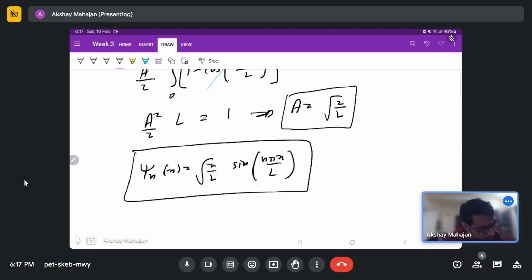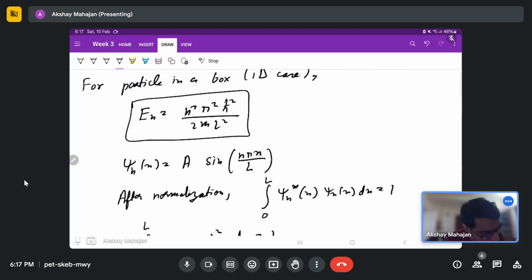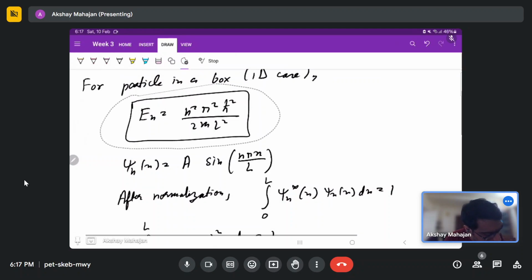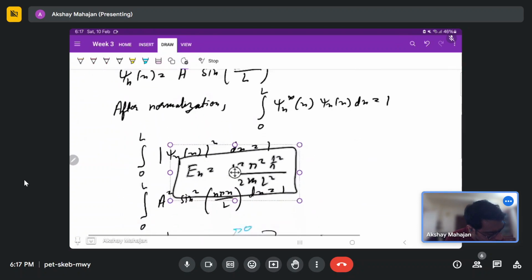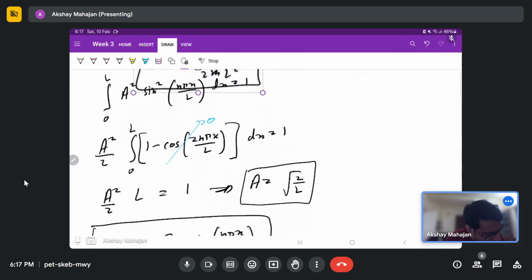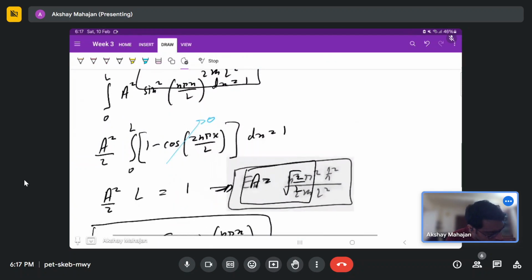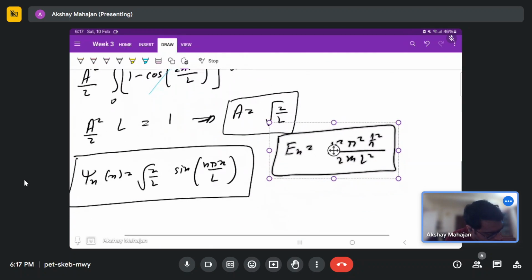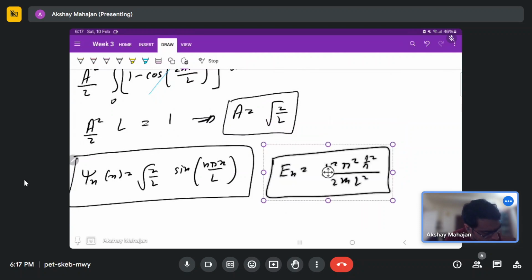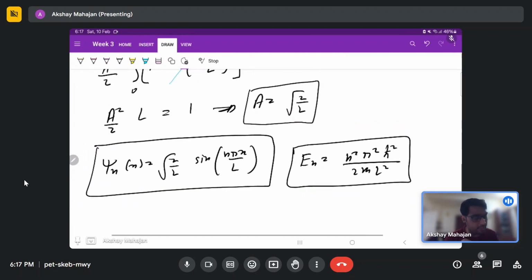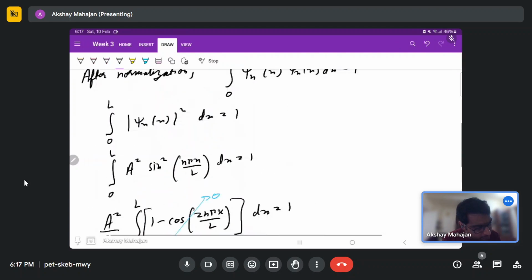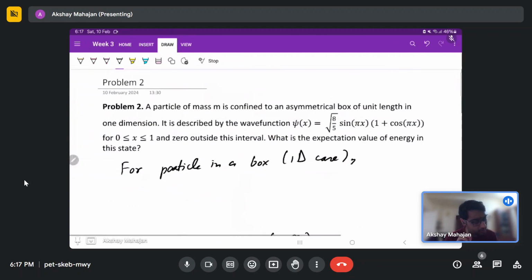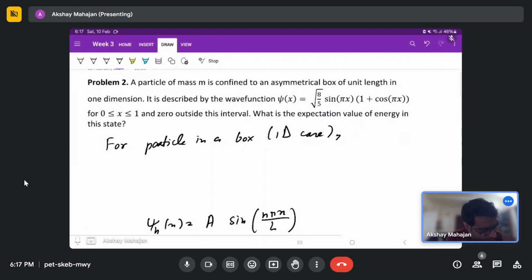Right, and let me just put it here. Okay, so we have these two things for our particle in a box case. Okay, so for a particle in a box we have this thing, and in this case we have this particle in a box.